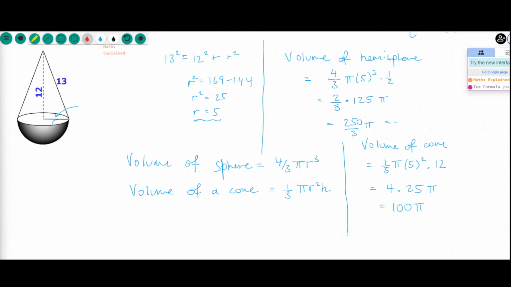83 and a third, I believe. So then the total volume is going to be 183 and a third pi, if I did that conversion correctly, and I didn't make any other arithmetic errors.